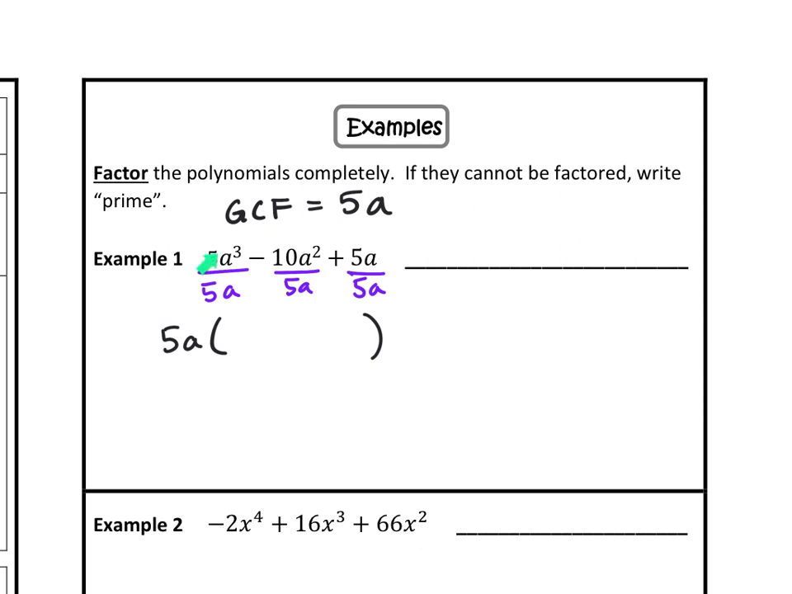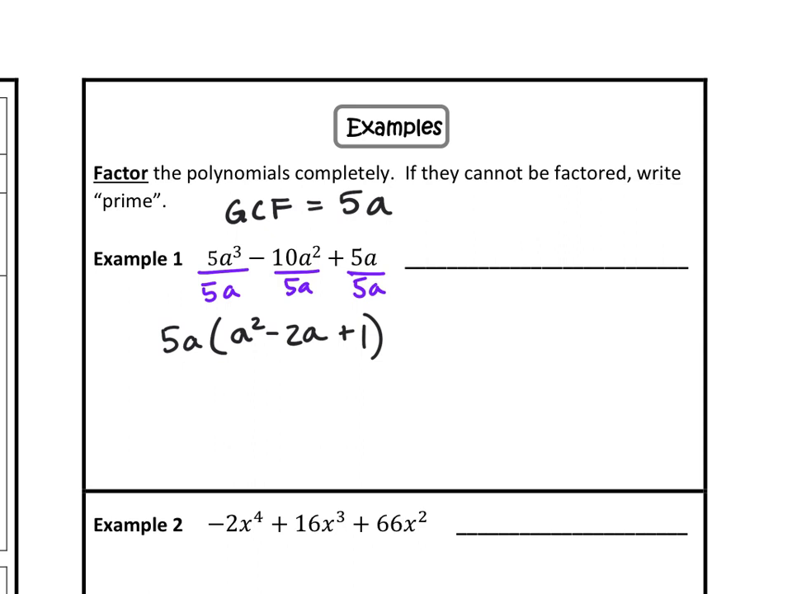We would do 5 divided by 5 is 1. A to the third divided by A is A squared. Negative 10 divided by 5 is negative 2. A squared divided by A is A. And 5 divided by 5 is 1. A divided by A is 1. So I'm left with 1. Okay.